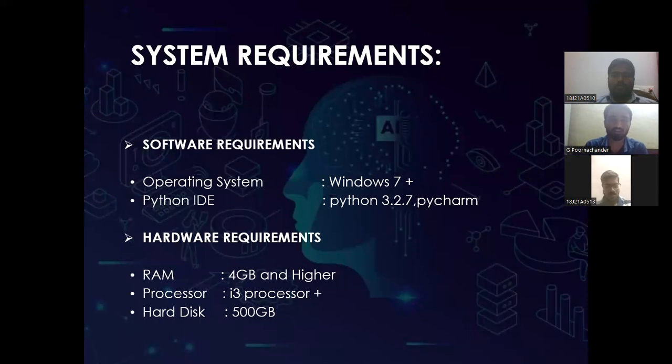System requirements. We need some software requirements like operating system Windows 7 or higher, and Python IDE; we are using Python 3.7 with PyCharm. We need hardware requirements like RAM of 4 GB or higher, an i3 processor, and a hard disk of 500 GB.